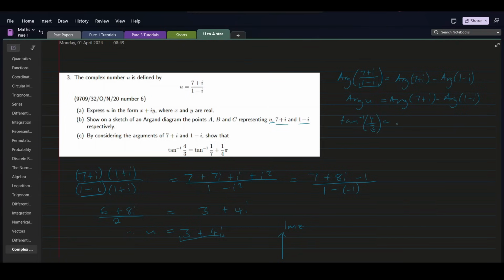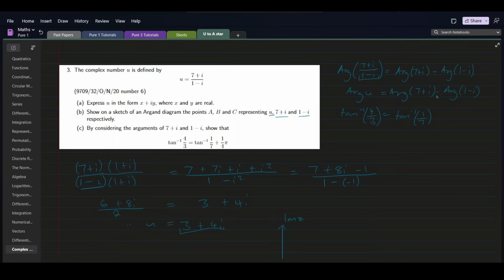And this is equal to arg of 7 plus i. So to get arg of 7 plus i, that is arctan of 1 over 7. Okay, so we have this minus sign over here, and then since 1 minus i lies below the x-axis, to get our argument, we're going to say minus arctan of 1 over 1, which is simply 1. So arctan of 4 over 3 is equal to arctan of 1 over 7 minus arctan of 1. If you punch that into your calculator, you get pi over 4, or a quarter pi.